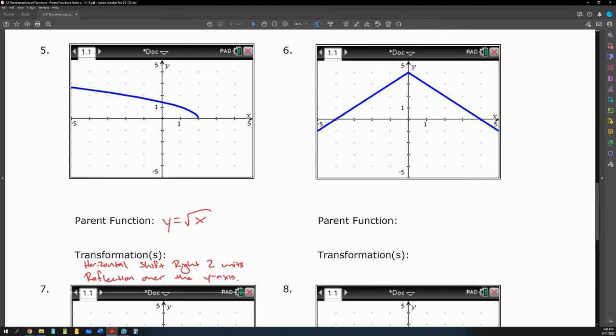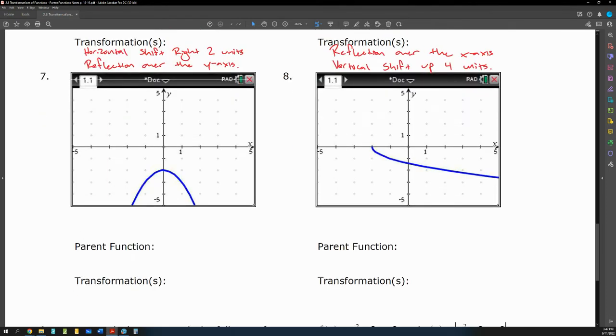Okay. Number 6, we've got that V-shaped graph again. This is the absolute value function. So y is equal to the absolute value of x. We're shifting up 4 units, and we're also reflecting. It's opening down, so this is a reflection over the x-axis. So we'll start with a reflection over the x-axis, and then a vertical shift up 4 units.